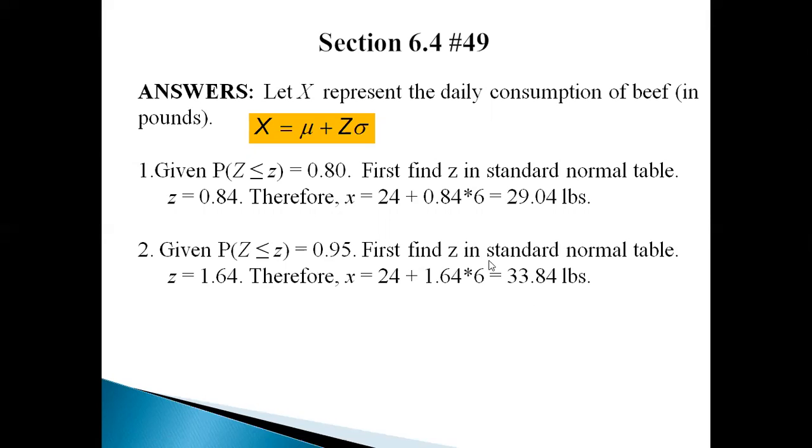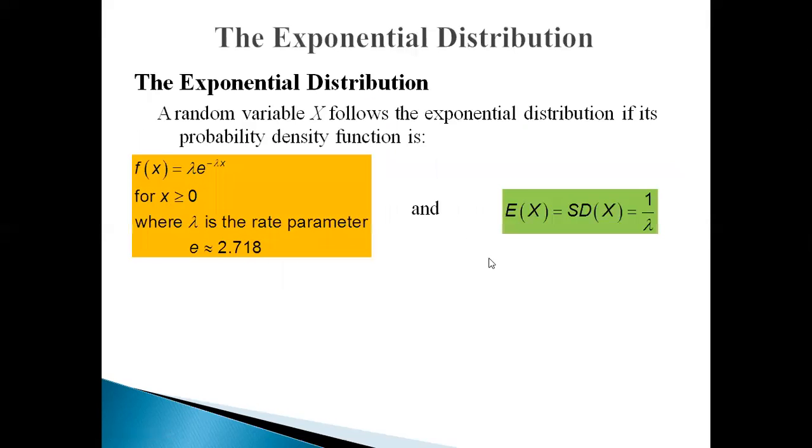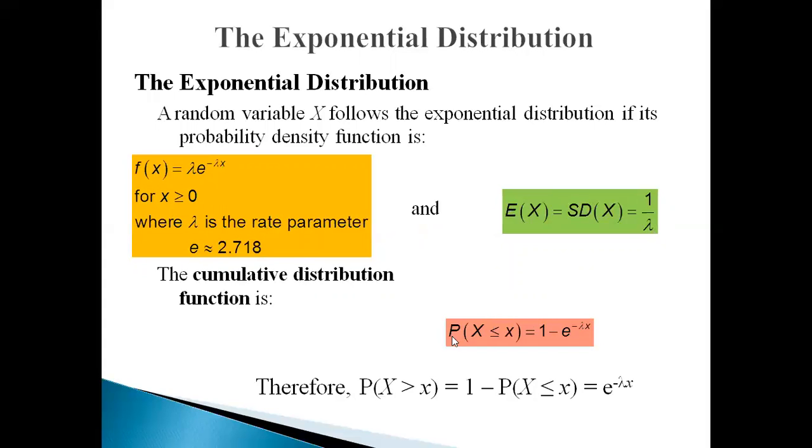All right, so exponential distribution. A random variable x follows an exponential distribution if its probability density function is f of x equals lambda e to the minus lambda x for x greater than or equal to 0, and lambda here is our rate parameter. And the e, again, is just the exponential value. For the exponential distribution, the expected value, or mu, is equal to the standard deviation, which is equal to 1 over lambda. Now, the cumulative distribution function, on the other hand, the probability of capital X less than or equal to little x, is equal to 1 minus e to the minus lambda x.